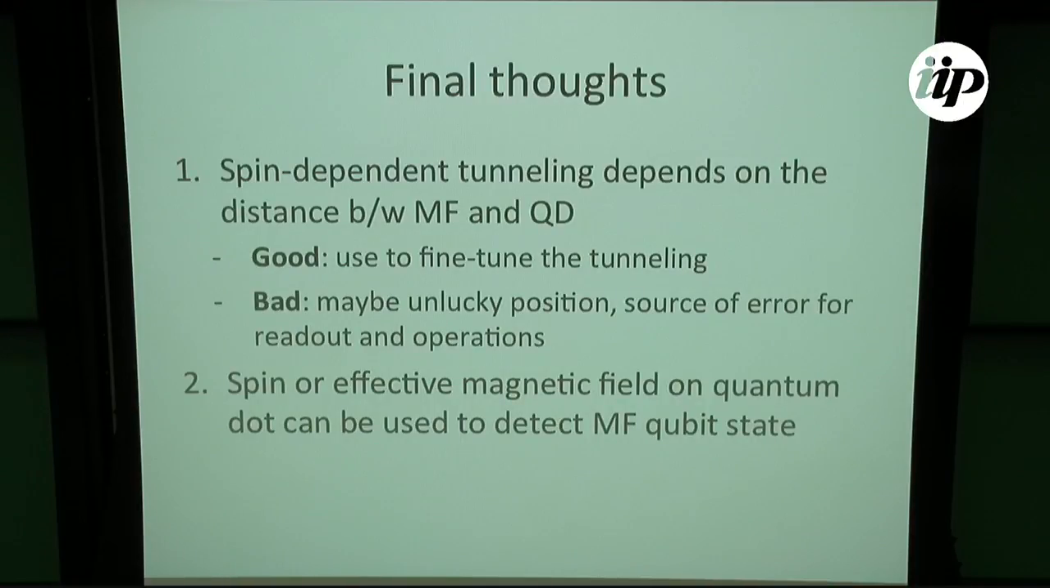But the bad is that if you don't have such fine precision, or you cannot move your quantum dot or Majorana fermion, then you may be unlucky in your position. You may get a ratio of T up to T down that is not useful for your experiment or theory. It could be, in general, a source of error for readout and operations of your qubit. And finally, the spin or the effective magnetic field on the quantum dot can be used as a detector for the Majorana fermion qubit.